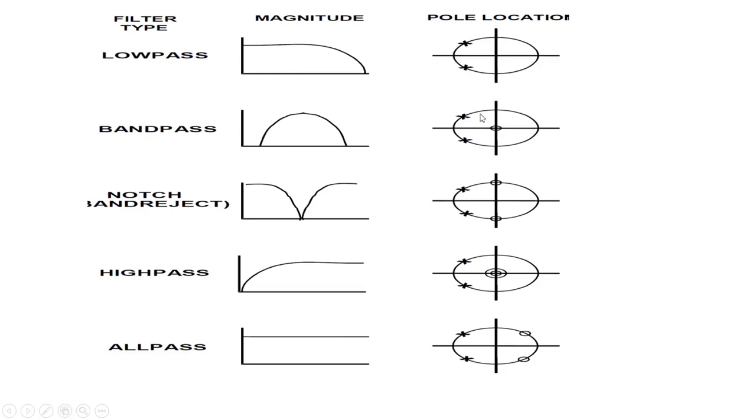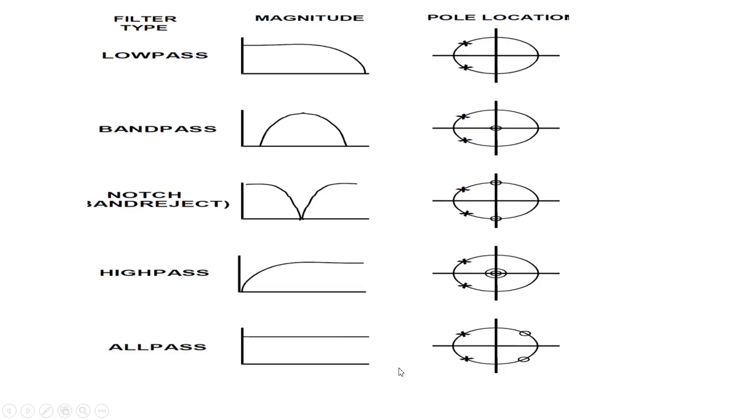In the case of a band pass filter, the poles will be a complex conjugate pair of poles, and the zeros will be at the origin. In the case of a notch filter, the poles will be on the imaginary axis. The positive and negative, the same value poles will be there with a negative sign, but on the imaginary axis, and the two poles will be a complex conjugate pair of poles.